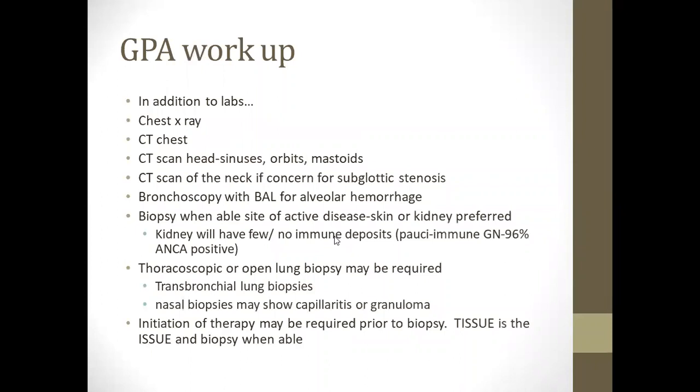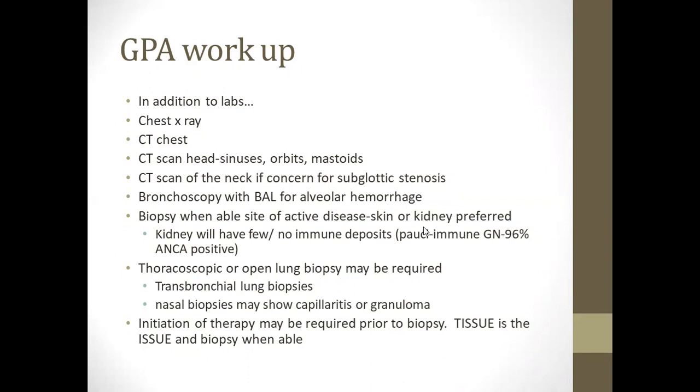You would get, like we showed before, a chest x-ray. If there's pulmonary issues, most likely you'll be getting a CT chest. If there is eye involvement, sinus involvement, CT scan of the head, sinuses, orbit, mastoids. If you're worried about subglottic stenosis, you'll go for the neck. Bronchoscopy, obviously, for that critically ill patient with alveolar hemorrhage.